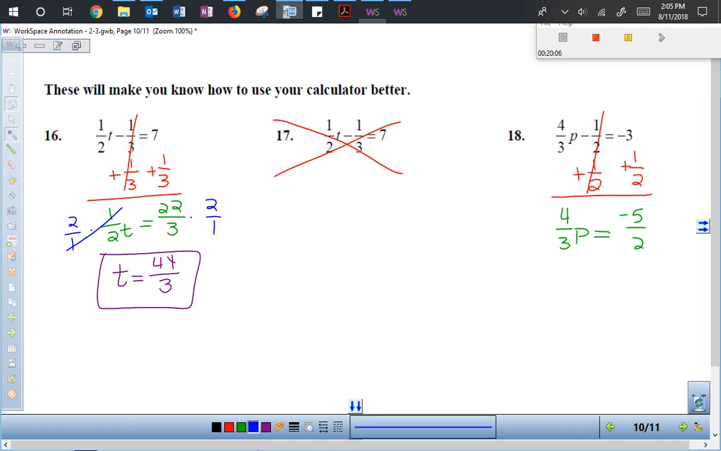Now to get p by itself, we multiply by the reciprocal. The left side will cancel out and leave me with p. On the right side, -5 times 3 is -15. 2 times 4 is 8. -15 over 8, let's see if that can simplify. This one's even, this one's odd, so a 2 cannot go into it. 4 can go into 8 but can't go into 15. 8 cannot go into 15, so this is as simplified as it can get. Pause the video, check that in your calculator.